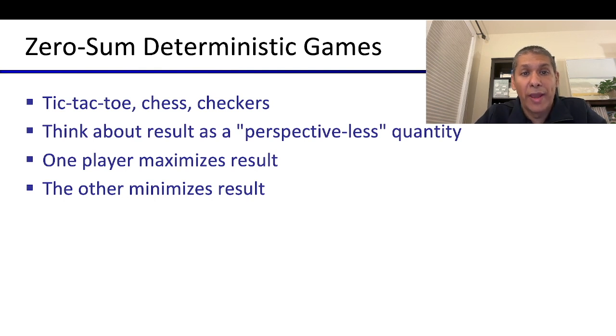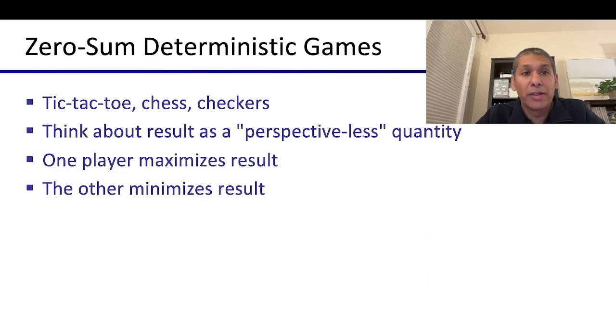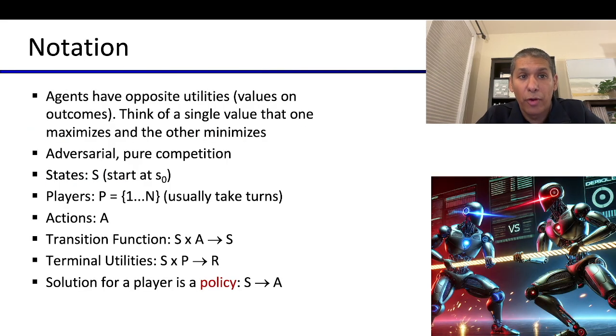Okay. So as we continue to talk more about it, let's remember we are thinking about the result as a perspective-less quantity. So again, we'll have two different agents. Agents will have opposite utilities because we are talking about zero-sum deterministic games. That's not true for all games, but for zero-sum deterministic games, agents have opposite utilities, the values and outcomes. And we will think about a single value that one agent is trying to maximize and the other is trying to minimize. So it's an adversarial situation, purely computation.